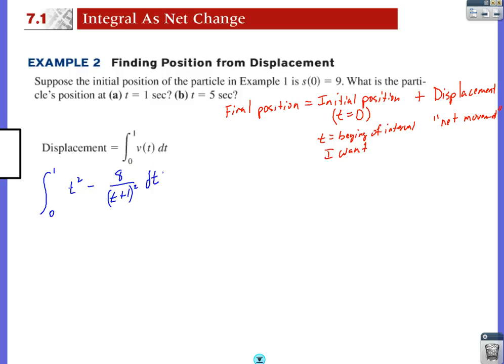I can treat this as two separate integrations: this one here of the t squared minus this one here. That's what I'm going to do because, for solving this without a calculator, I need to do a little bit of work. If I separate these into two separate integrals, it's the integral from 0 to 1 of t squared dt minus the integral from 0 to 1 of 8 over (t plus 1) squared dt.